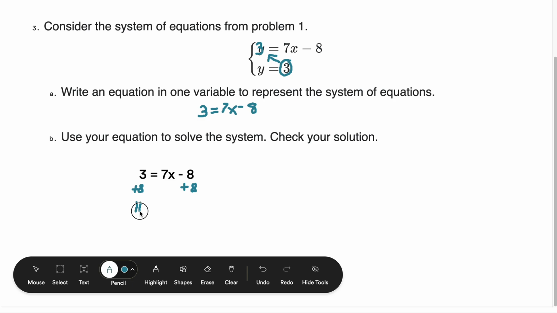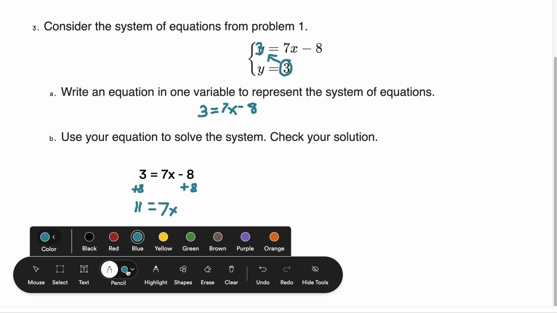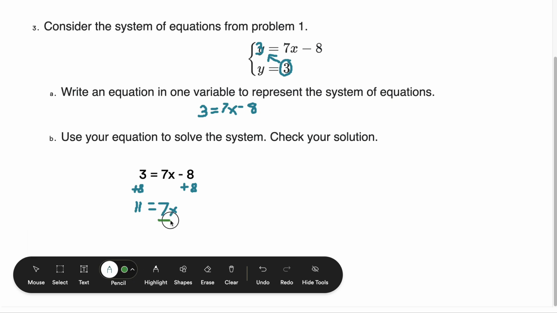That leaves us with 11 equals 7x. Remember, our goal is to get y alone, or excuse me, x alone. So now we're going to divide both sides by 7. And let's just leave that as a fraction. Let's just leave that as x equals 11 over 7. As you'll see, this is not a very friendly fraction if you were to divide that out, so we'll just leave it as 11/7.